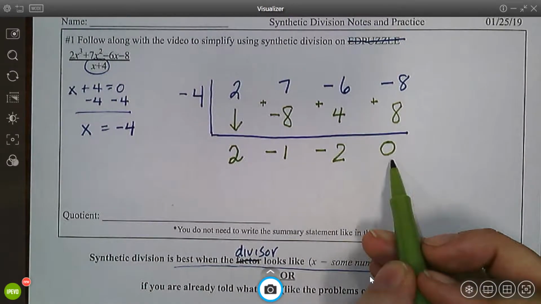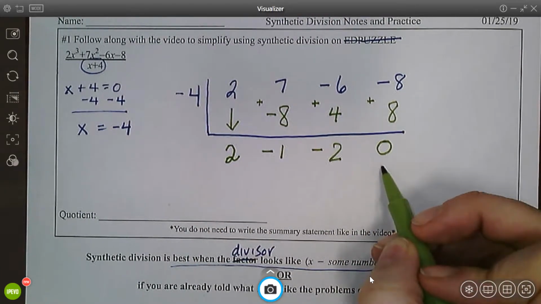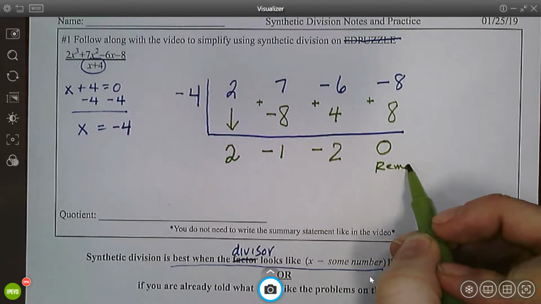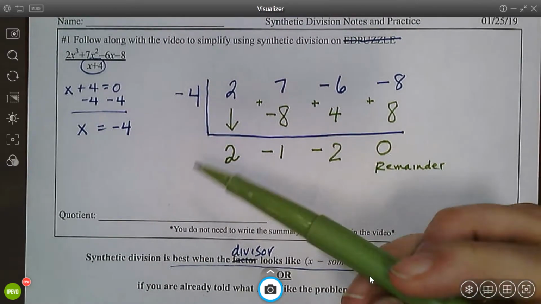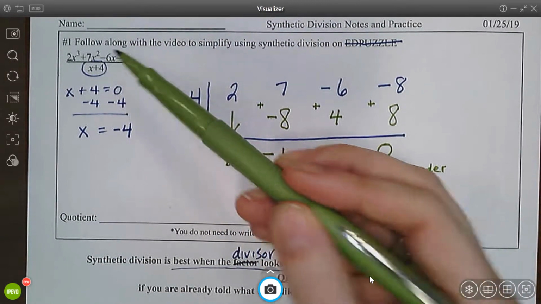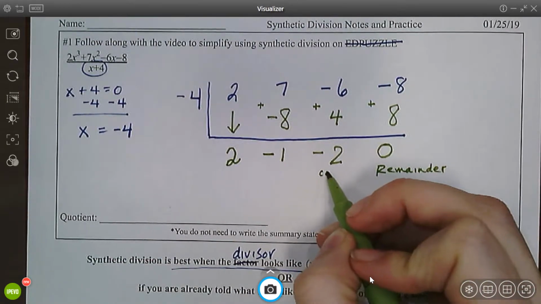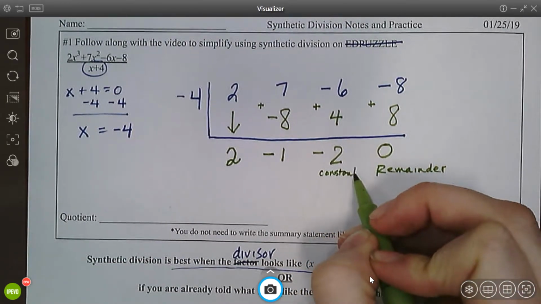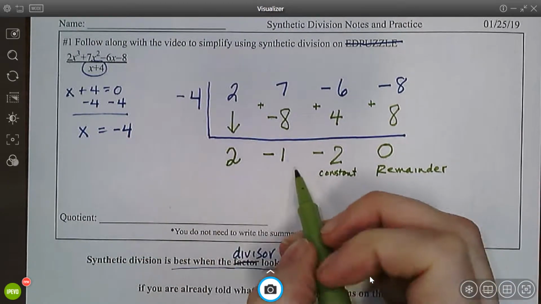So I like to label these working backwards. This first one, on the end here, is always going to be your remainder. You'll probably notice I have a remainder 0. That means this is actually a factor of this dividend, because my remainder is 0. The next one right here is always going to be your constant. And then we're going to start labeling them going up in terms of exponents on the x.